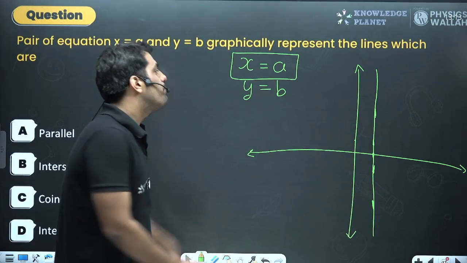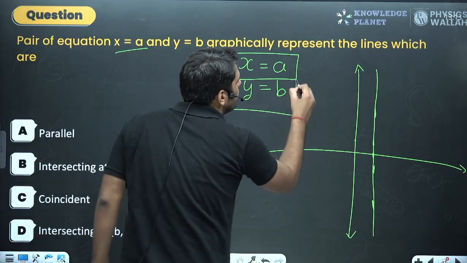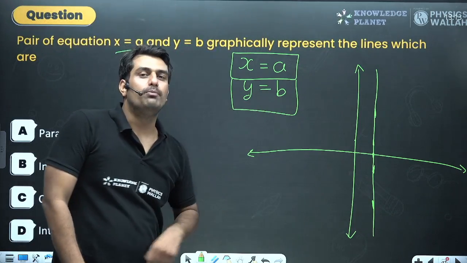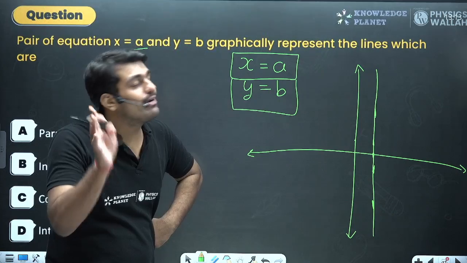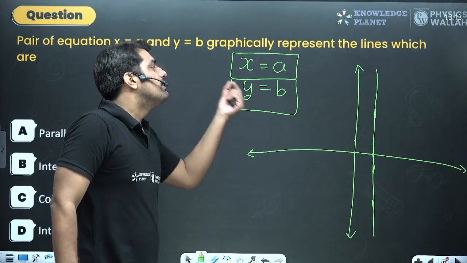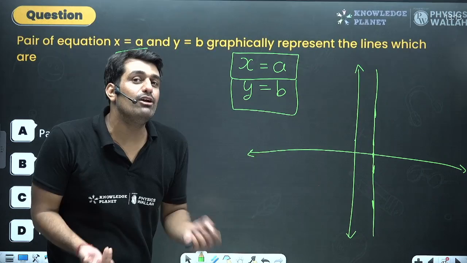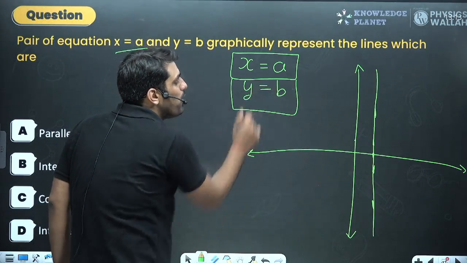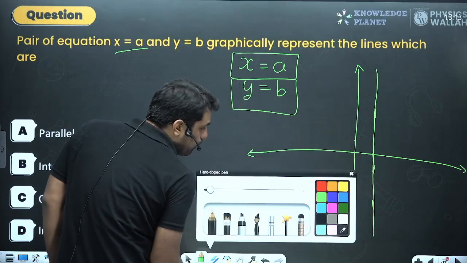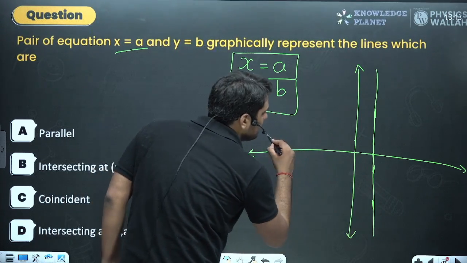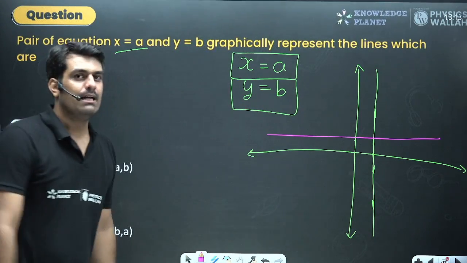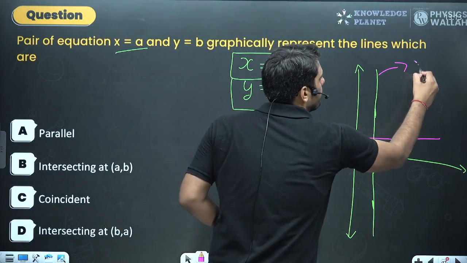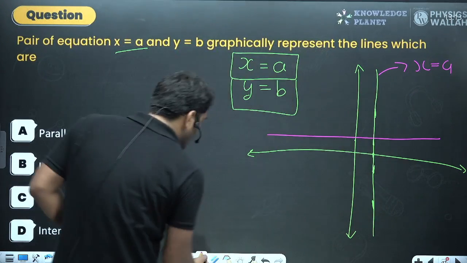Now for y equals b, I want you to apply your brain and understand how the line would be for y equals b. If you think about it, it is just the exact opposite. Here, the value of y remains constant for whatever value of x there is. Since y is positive, it would be upwards. So the line, if plotted, would be something like this. Now, what is happening over here? This is our x equals a, and this is our y equals b.